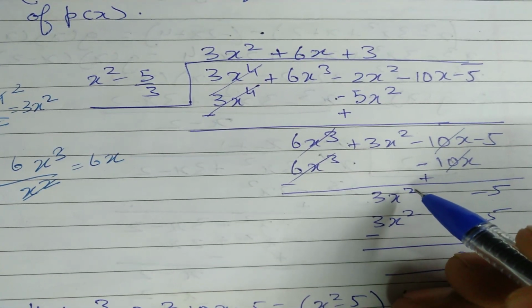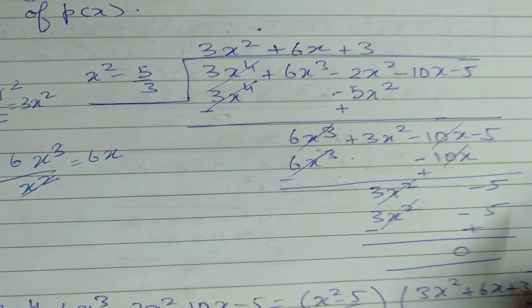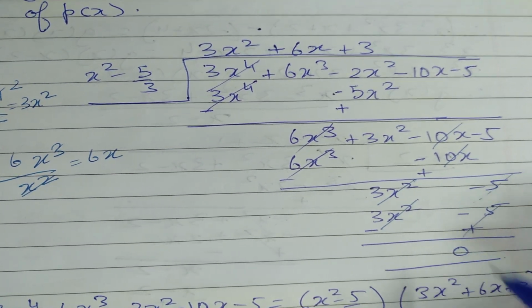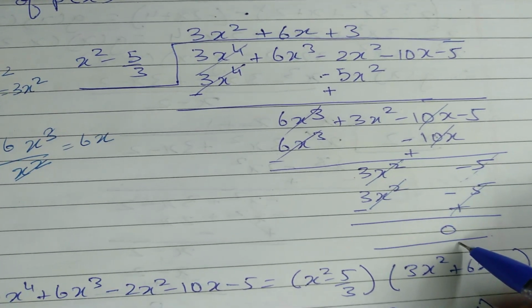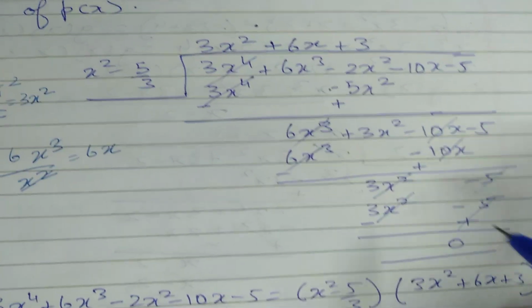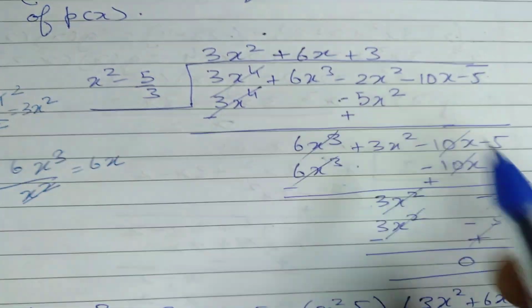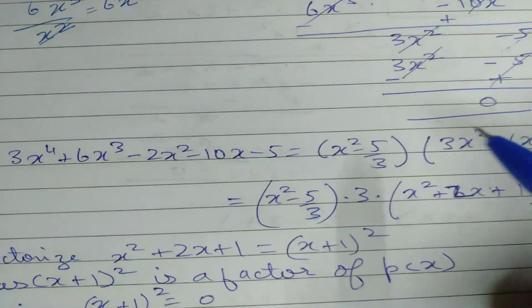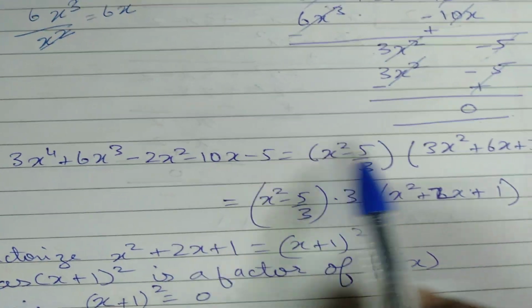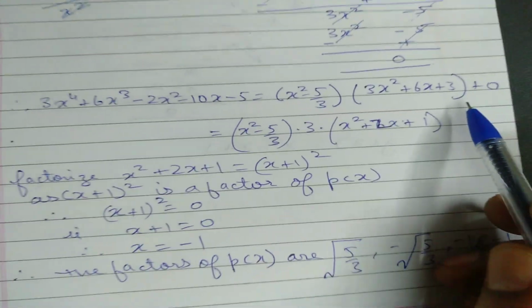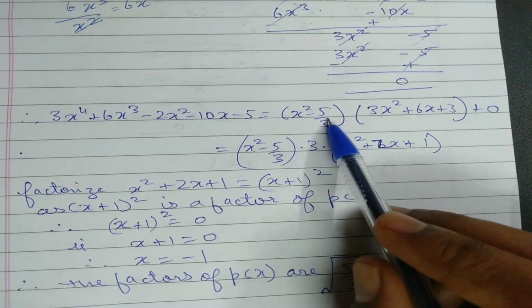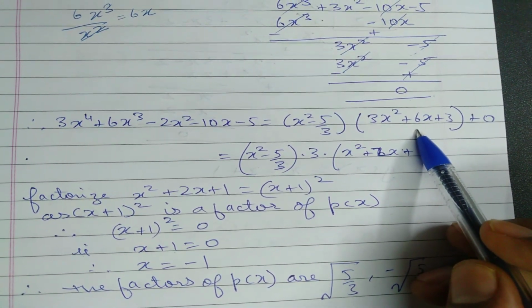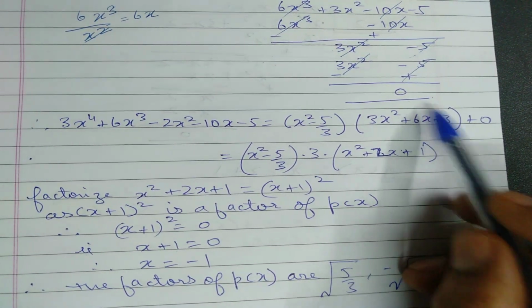So 3x square and 3x square is eliminated. Also 5 and 5 is eliminated. What you get is 0. Okay, so your remainder is 0. Now this is divisor, this is quotient, and this is remainder. So we have to write in that algorithm, which is dividend is equal to divisor into quotient plus remainder. Okay, so now this was my divisor, this is my quotient, 3x square plus 6x plus 3, remainder is 0.